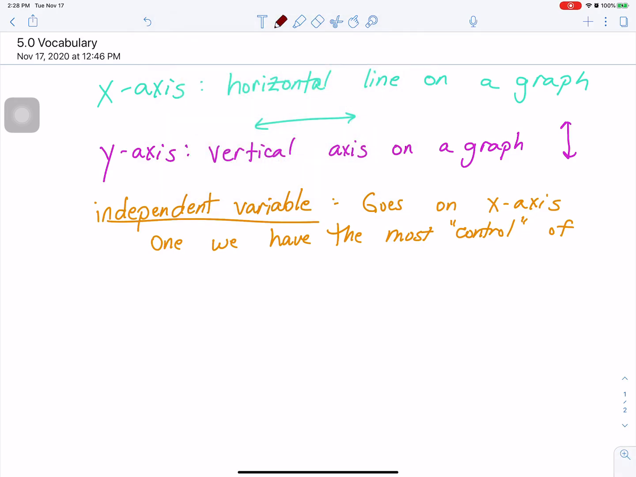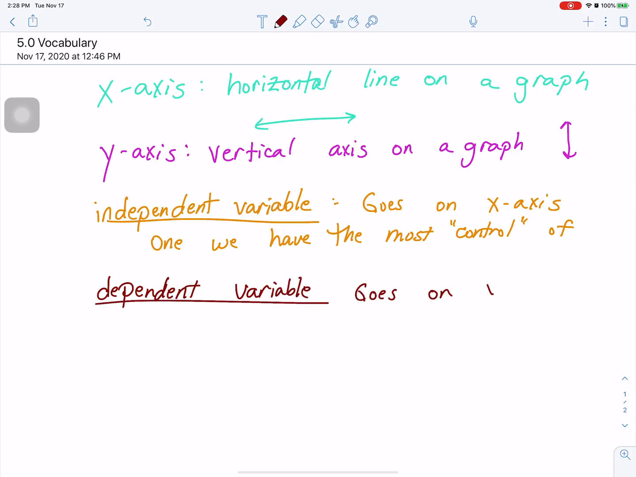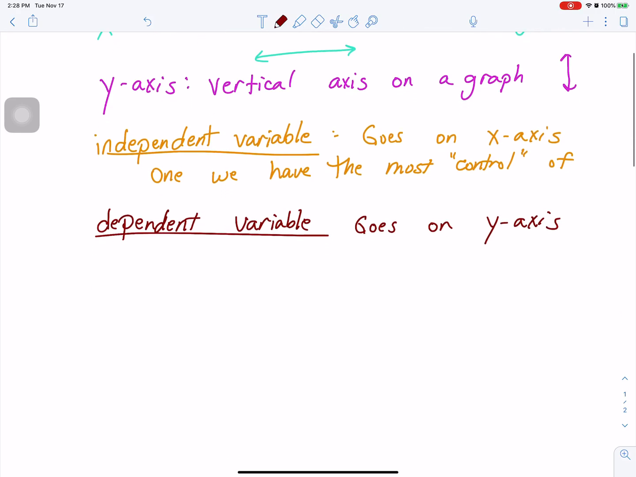And then, oh yeah, we said x-axis. Dependent variable would be the other one. And it goes on the y-axis. And it's going to rely on the independent variable. It can't really stand alone.